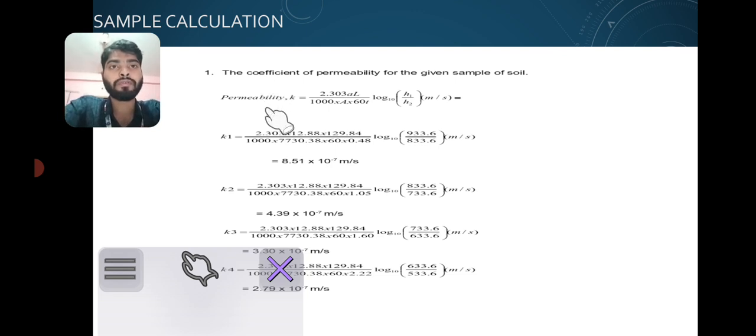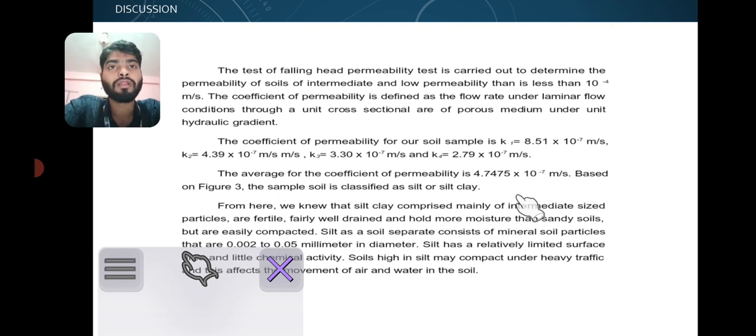By calculating, we find the permeability K1 is equal to 8.51 into 10 to the minus 7 meter per second, K2 4.39 into 10 to the minus 7 meter per second, K3 3.39 into 10 to the minus 7, and K4 2.7 into 10 to the minus 7 meter per second respectively. After that we will talk about the discussion.